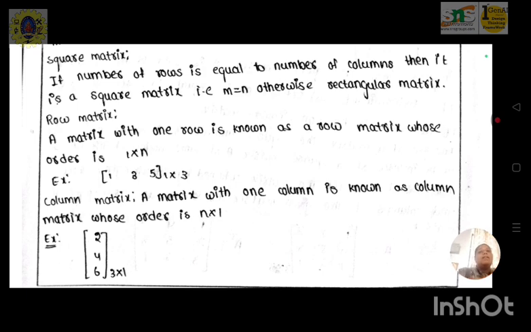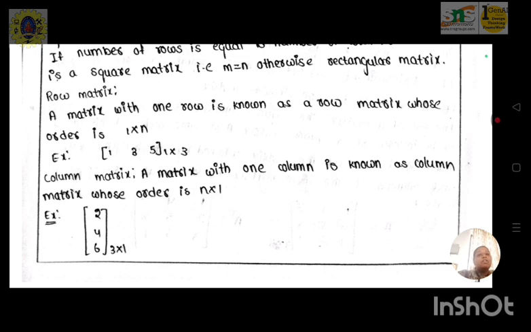Then the column matrix. A matrix with one column is known as a column matrix, whose order is n cross 1. We are having an example here, 2 4 6. We are having only one column here, and there are 3 rows here. So we represent this as 3 into 1.